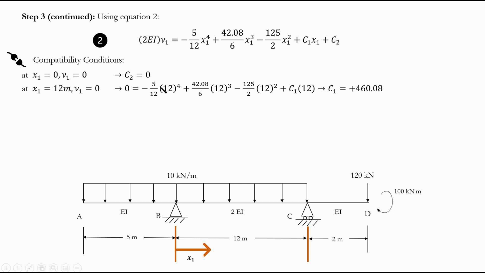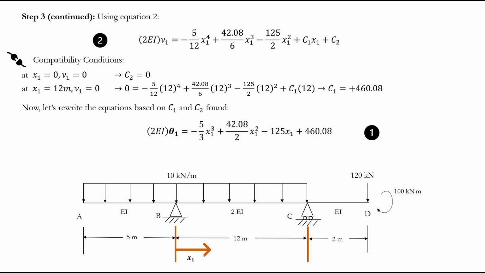So 0 is equal to this, and by the way, this is based on the knowledge that C2 is 0 already. We don't have to deal with C2 anymore, so here we didn't write C2. From here we can find our C1, and you get positive 460.08. So we can rewrite the equations we had based on the C1 and C2 that we know. This is for rotation, and remember, it was dν/dx. I just replaced it with theta 1, because, as I mentioned, the first derivative of my deflection is going to be the rotation.